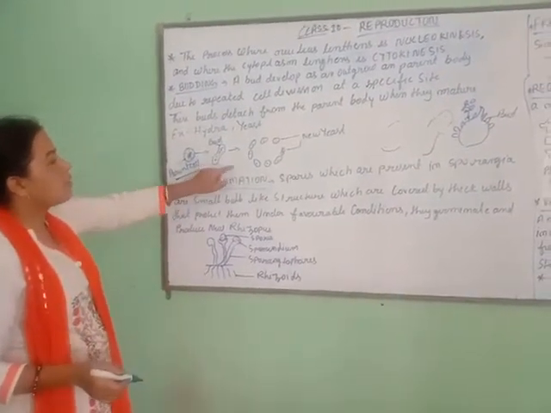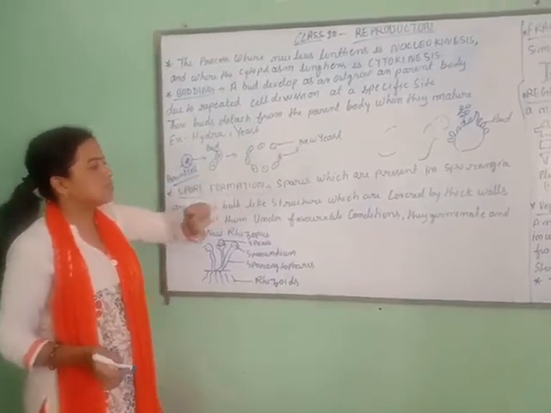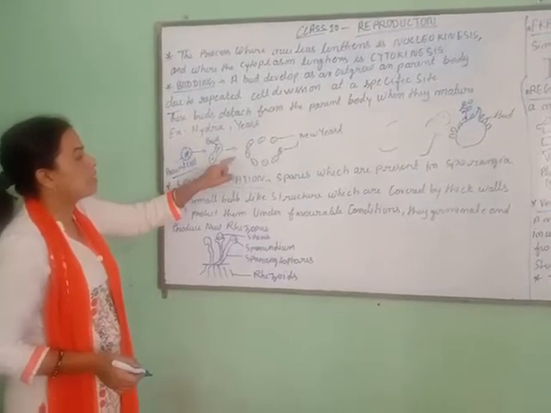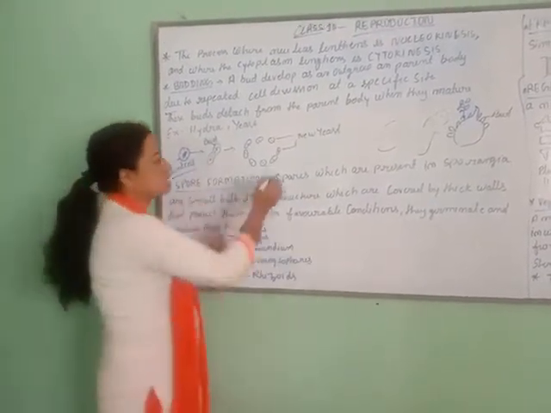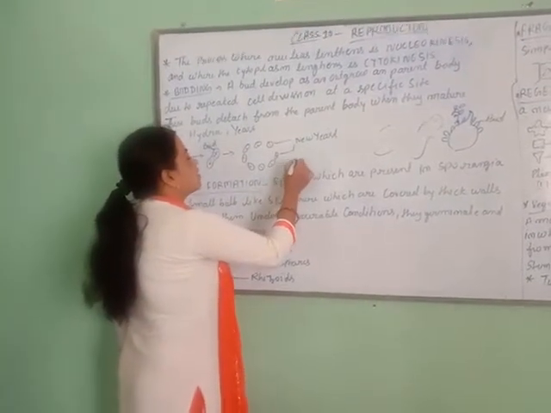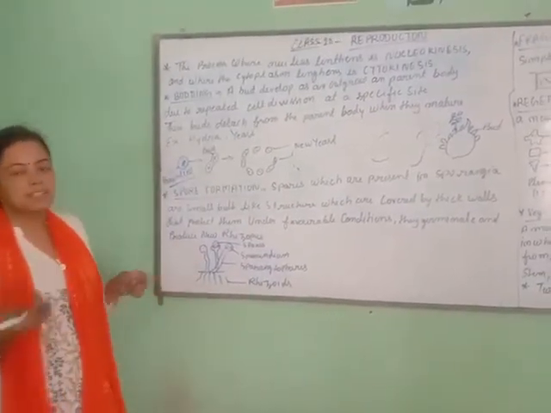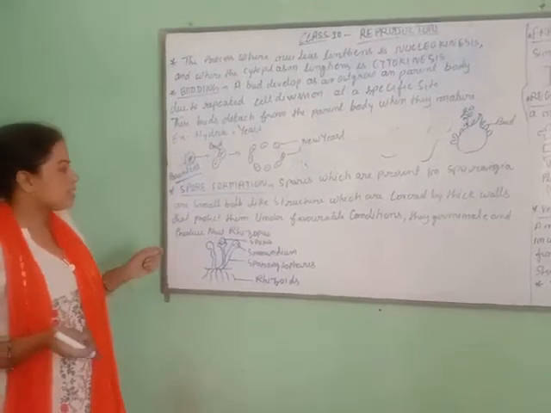This bud develops and grows into a new yeast. This is the example of yeast, which is also part of budding. When small tentacle-like structures appear on the mature yeast, it divides and develops a new yeast.